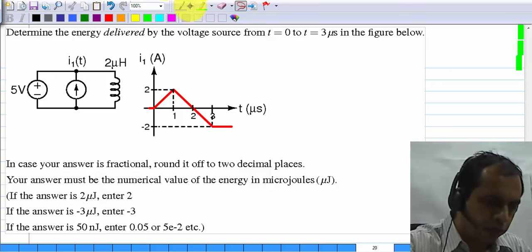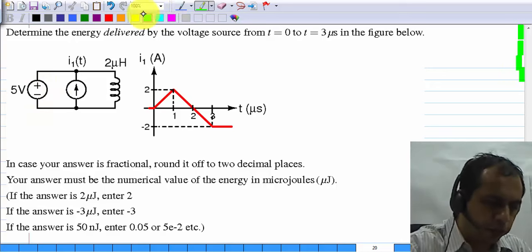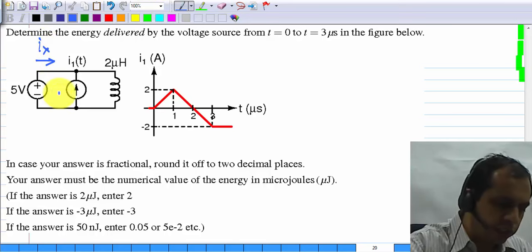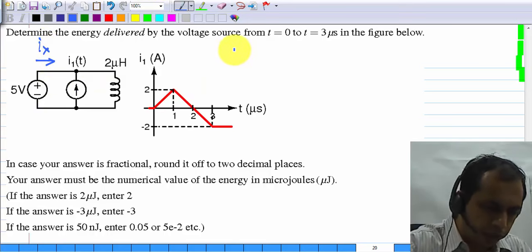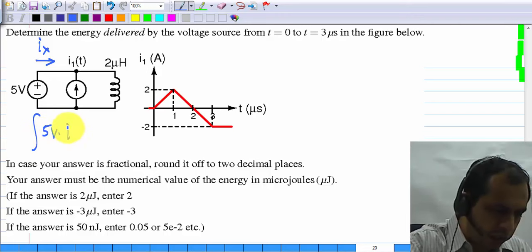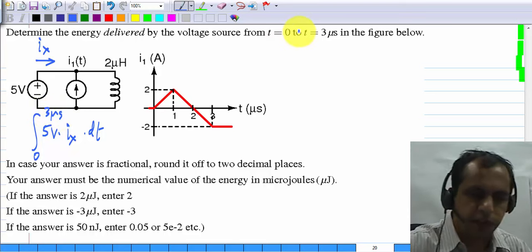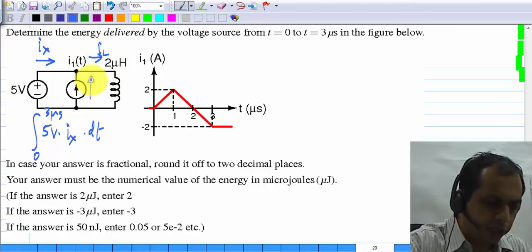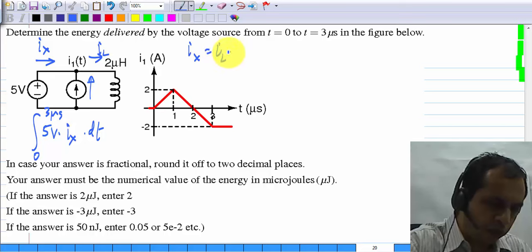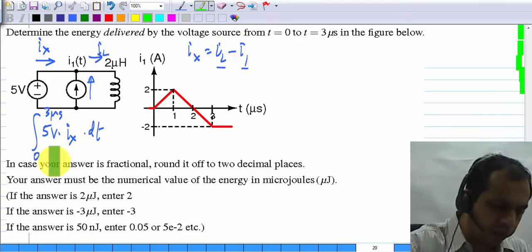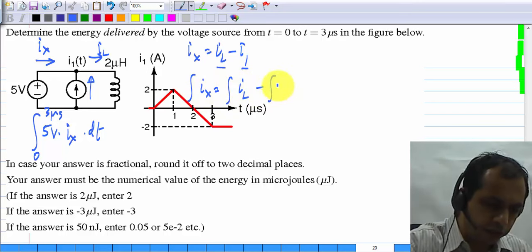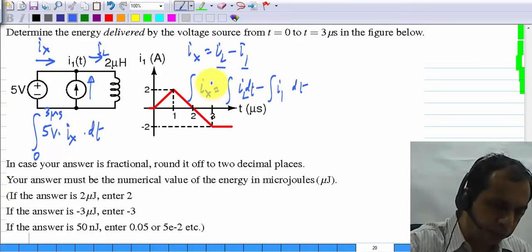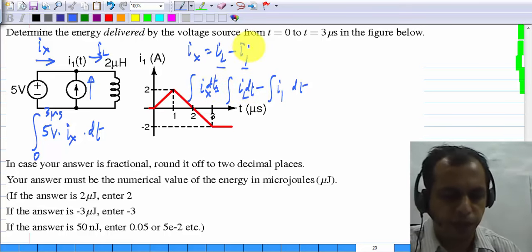Here is the next problem. You are required to find the energy delivered by the 5 volt source, and if you call this current Ix, the energy delivered by the 5 volt source is integral of 5 volts times Ix integrated over time from 0 to 3 microsecond, which is the specified period, and Ix is nothing but the inductor current IL minus I1. This integral of Ix is the integral of IL minus integral of I1, of course all taken with respect to time over the same range from 0 to 3 microsecond.